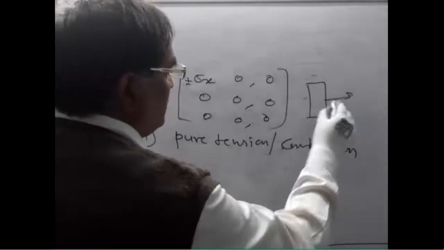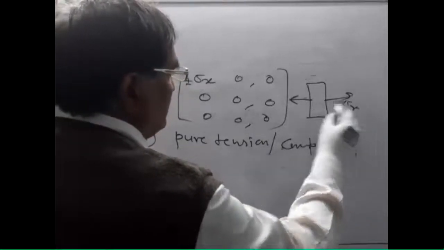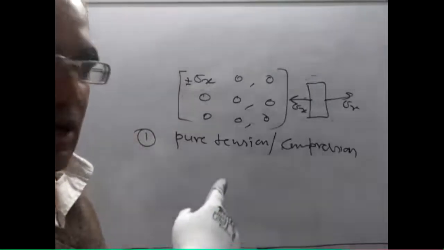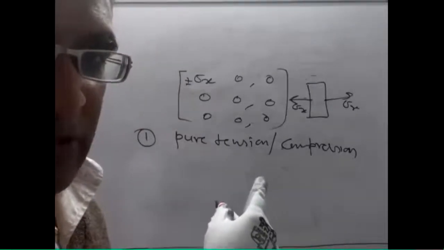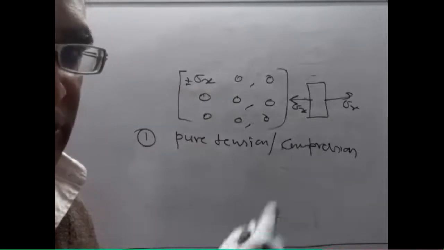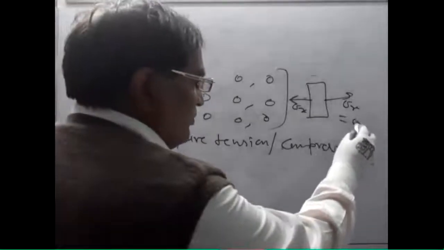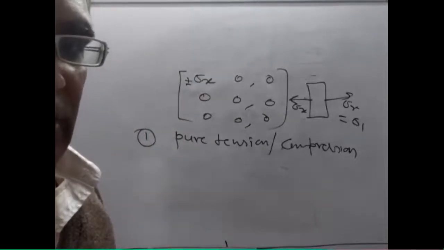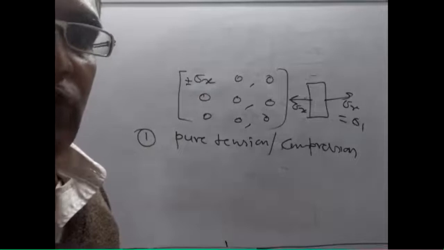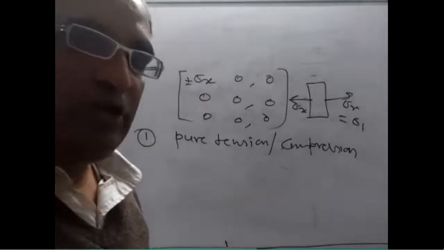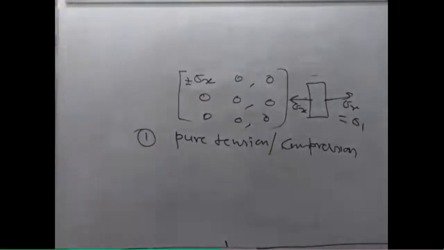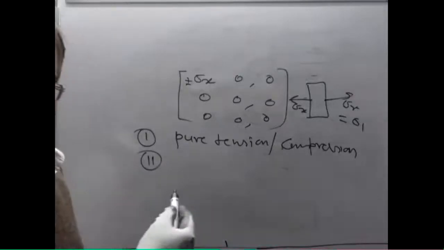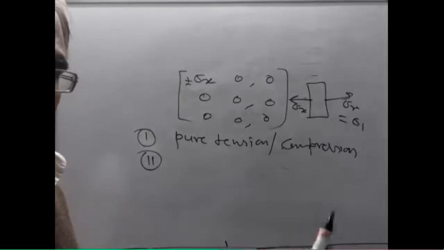So it is simply that you are applying sigma x. Since on the plane where you are applying sigma x there is no shear stress, it will also be equal to the principal stress sigma. That is the definition of the maximum principal stress. At principal stresses there will be no shear stress, and that is also correct for the maximum shear stress plane. Right? That is it.